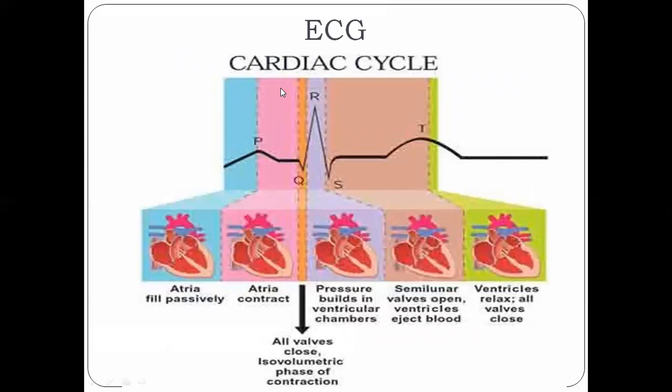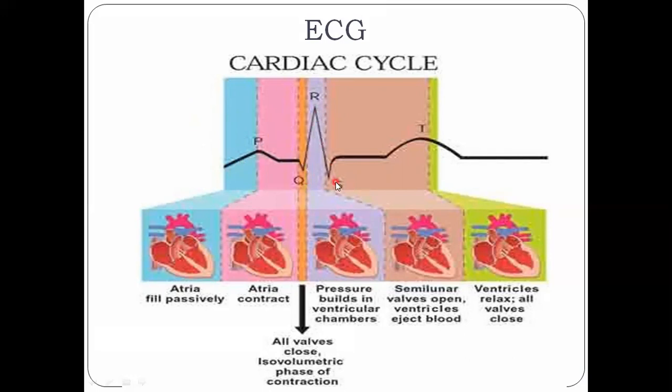Now let's see about the ECG. So there are P, Q, R, S, and T waves, and we are going to see why these waves occur. When the atria are being filled with blood, the P wave starts occurring, and when the atria contract, the P wave drops. So the P wave is due to the contraction of the atria.